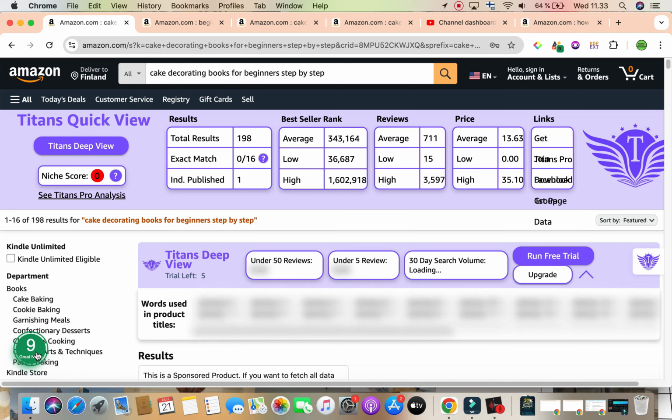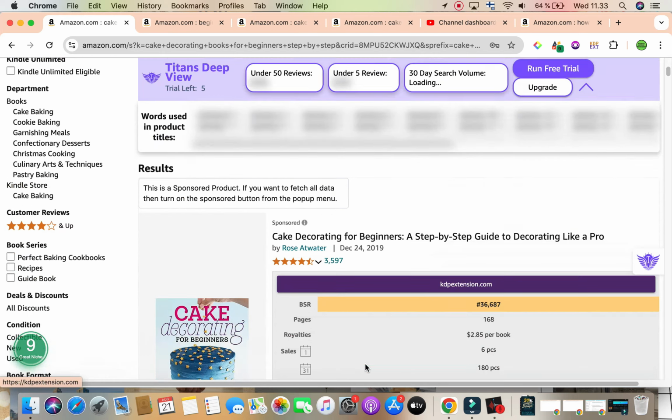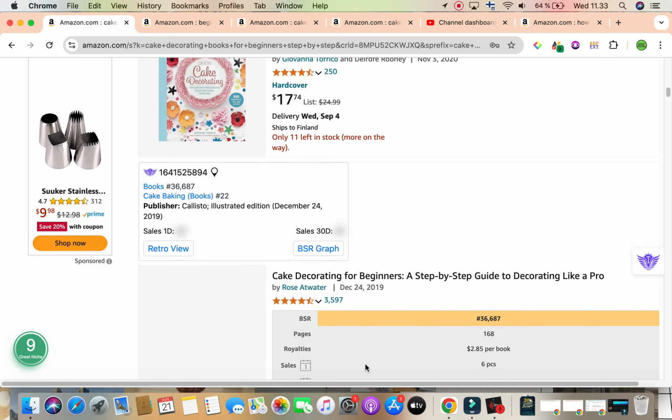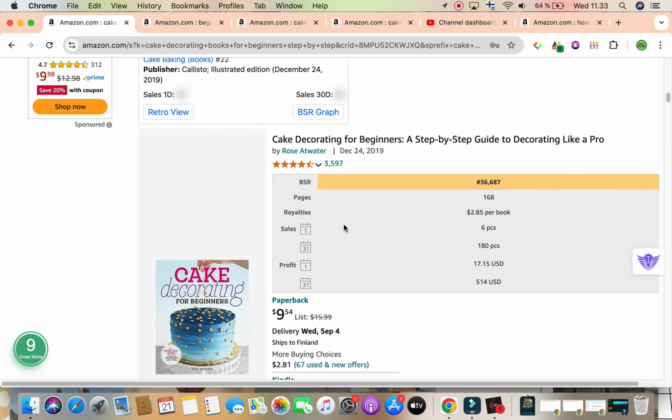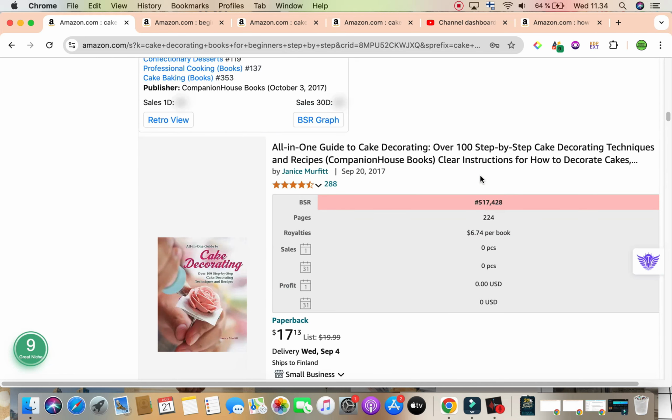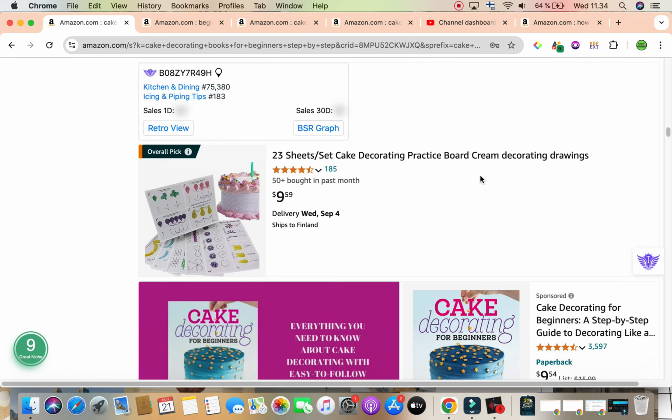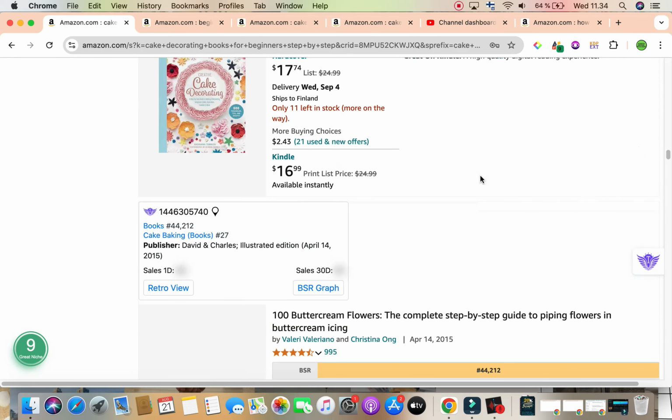Now, scrolling down, we do have a couple of books that are ranking quite well, that are not sponsored, that are selling consistently, starting with our first book titled Cake Decorating for Beginners, a step-by-step guide to decorating like a pro. And this one has a bestseller rank under 100,000, and it is currently sitting at 36,687. It is selling around 180 copies on a monthly basis, generating approximately $514. Scrolling down, we've got our next book as well with a really good bestseller rank of 75,000. Next up, we've got 327.